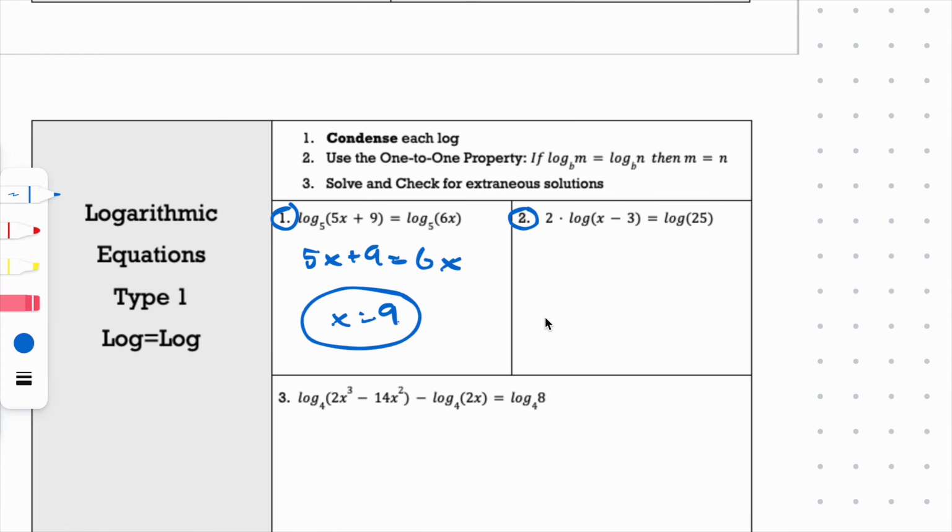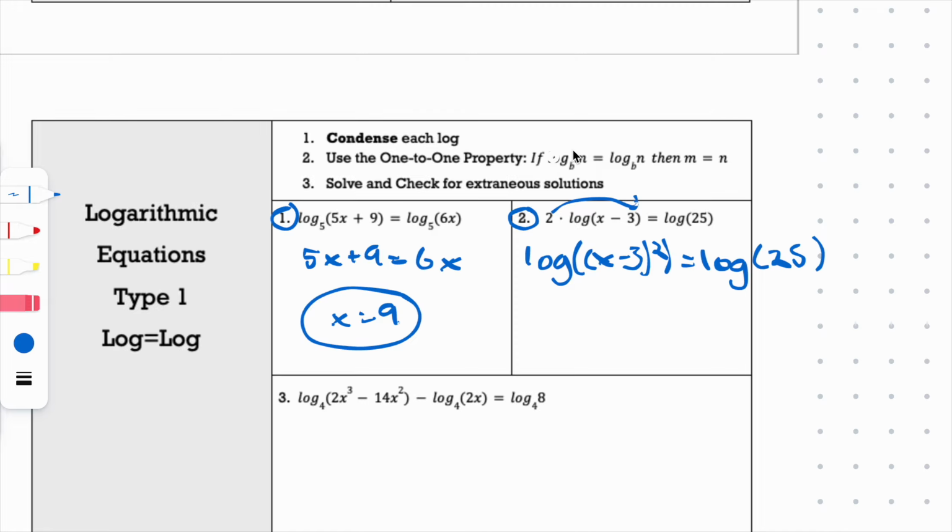Okay. So in this case, for number 2, we have this 2 outside. So we have 2 times log of x minus 3 equals log of 25. And so we're going to do the opposite of what we did in the problems before. Since we have a constant we're multiplying on the outside of the logarithm, we can move that here and use it as our exponent. So we can rewrite this as log of x minus 3 squared. Remember that we're squaring the entire argument. So that means we're squaring all of x minus 3, and we're not just squaring x or 3. We actually have to FOIL.